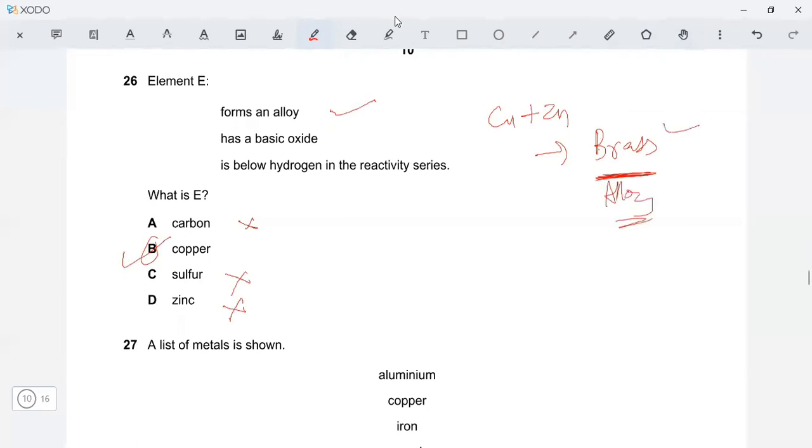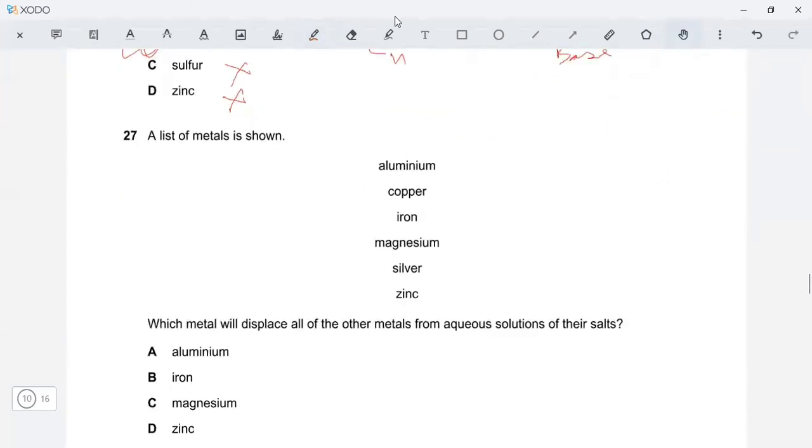So copper can form an alloy and it has a basic oxide. Copper can form a basic oxide, like copper oxide is a base, right? And it's below hydrogen in the reactivity series. Of course, it is just below hydrogen. Okay, so that is why option E, sorry, what is E? E will be copper. So option B will be the right answer.